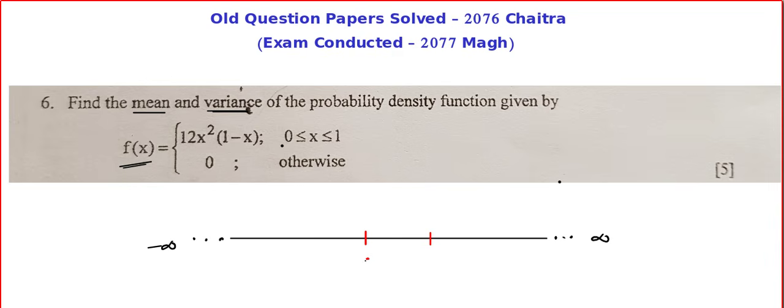Now we can see the pieces very clearly. From minus infinity to 0, the function value is defined to be 0. Between 0 and 1, the function value simplified gives us 12 times x square minus x cube. And after 1, the value is again 0.